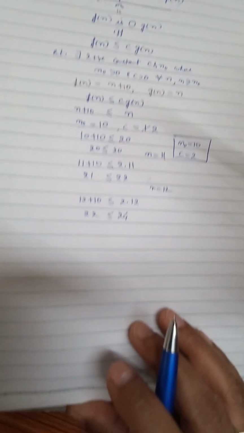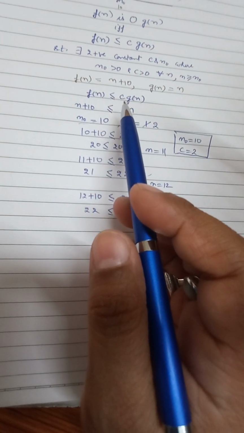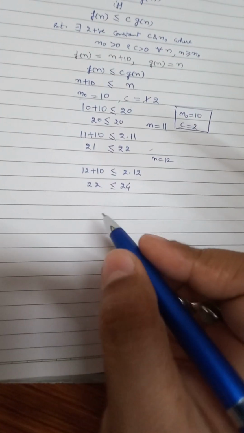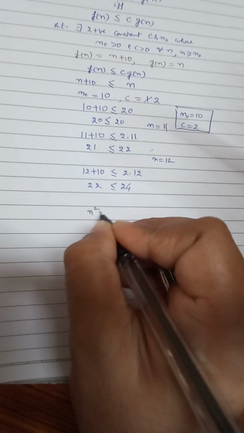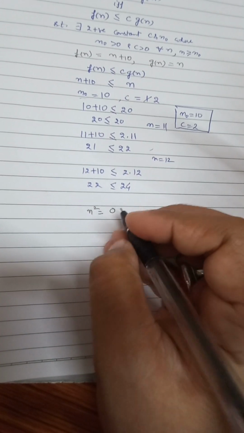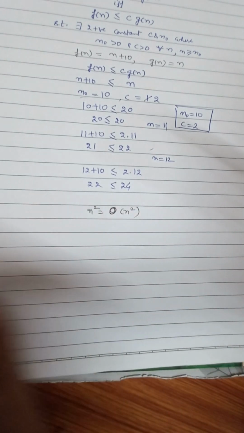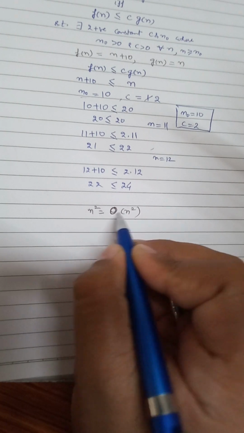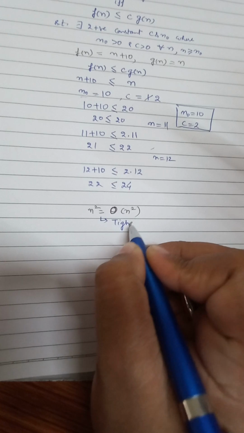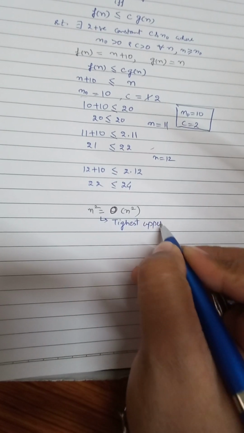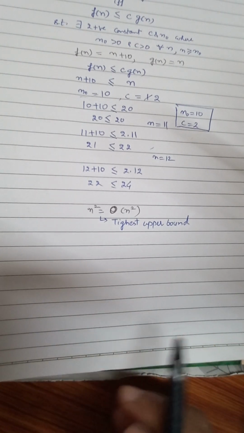Another thing I want to say is that in this function we have f(n) less than or equal to C g(n). What is the meaning of that? I am showing you again with one example. Suppose n square is equal to big O of n square. This is also n square, this is also n square, so we can say this is the tightest upper bound, because the value is exactly equal.